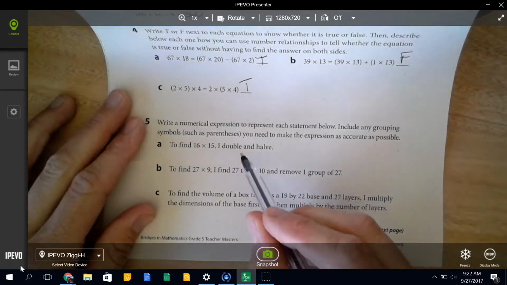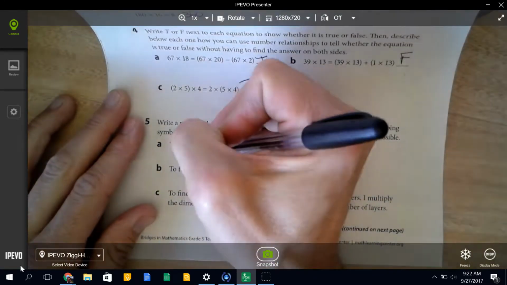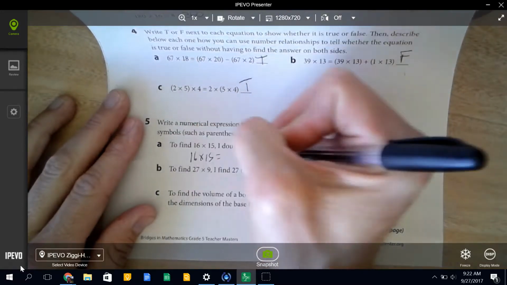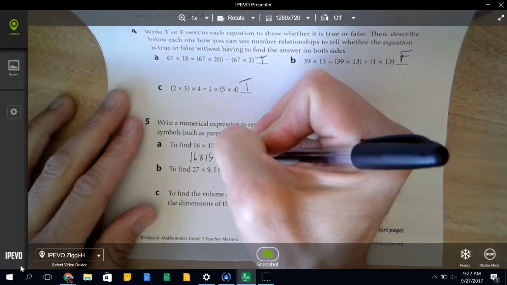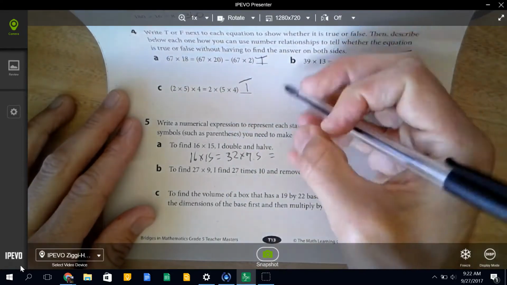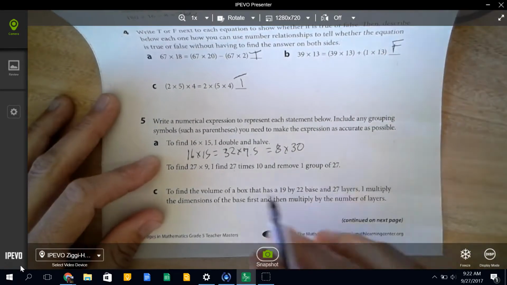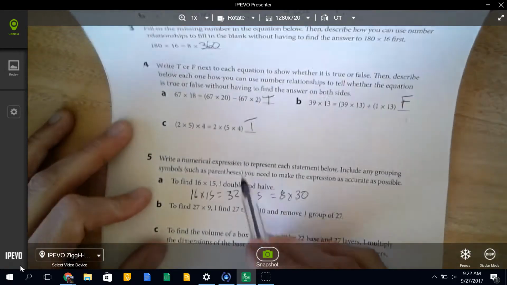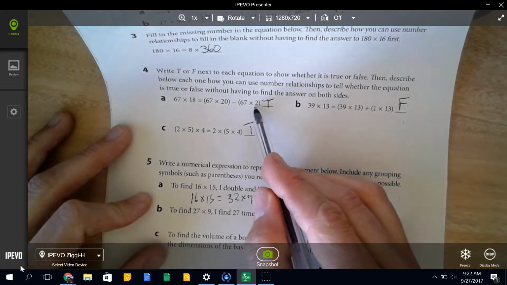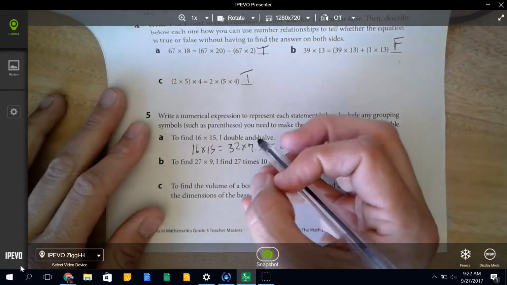Here, a lot of you are having trouble with this double and half when it comes to writing an expression. So all this is saying is 16 times 15 is the same thing as, well, I could do 32 times 7.5, I guess, or it's the same thing as 8 times 30. All right, here to find 27 times 9, it's the same thing as up here, except I'm subtracting 1. So a lot of times we can just use the assessment to help us out too.